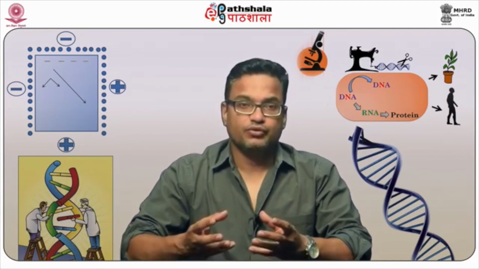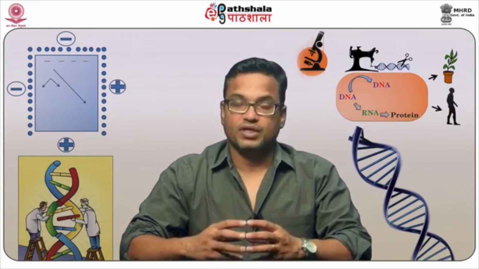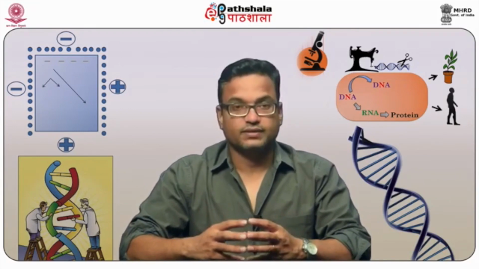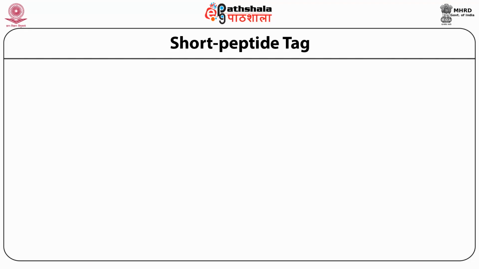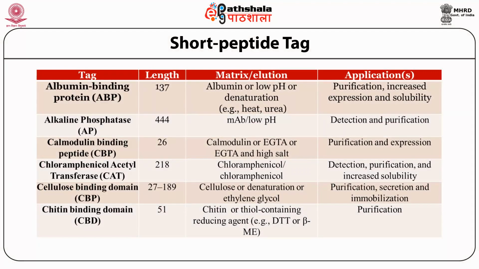and these can be used also for cellular localization of the protein inside the cell, or to pull down protein DNA complex or protein-protein complexes. Short peptide tag. Here is the list of tags which are available commercially with different expression plasmid vectors.